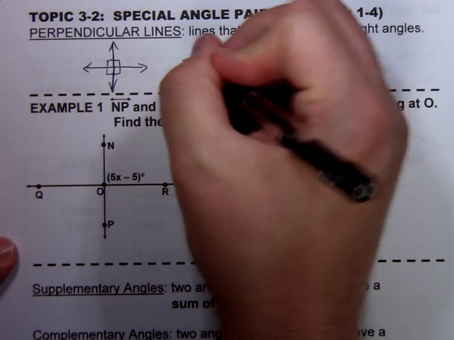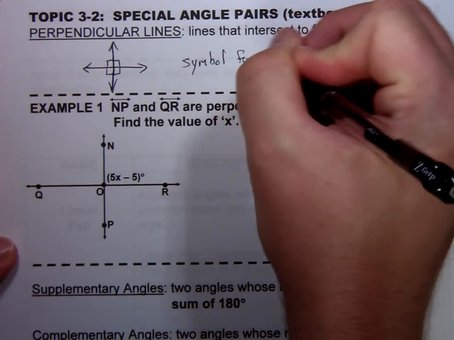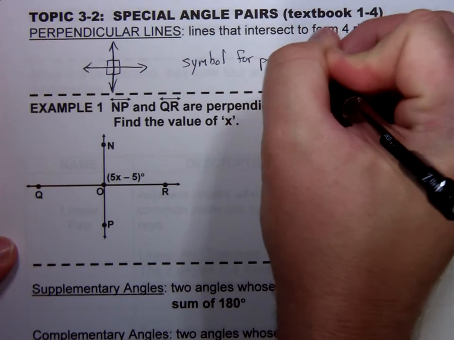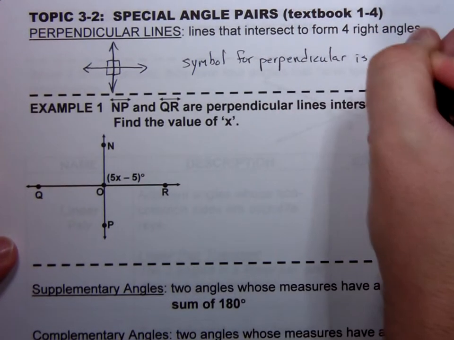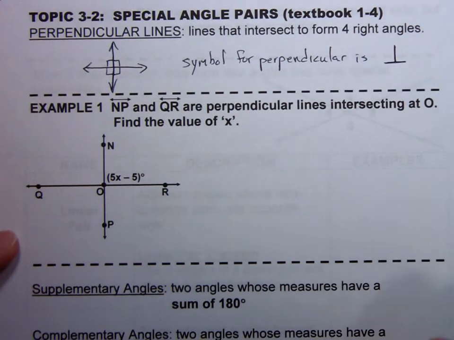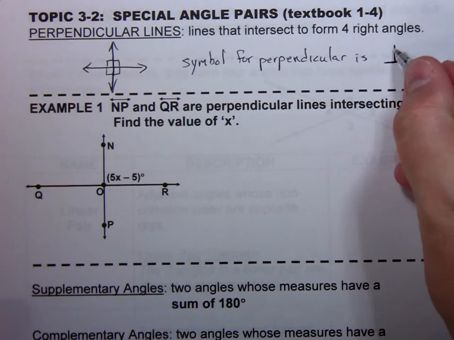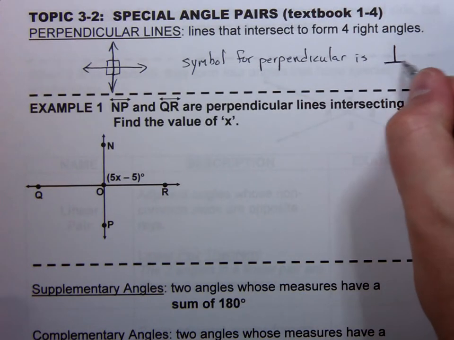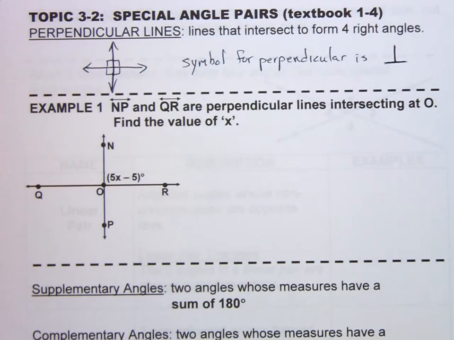And the symbol for perpendicular is this symbol right here. It looks like an upside down capital T. But you should notice it looks like this is vertical and this is horizontal. It looks like they would form a right angle. That's the symbol for perpendicular.